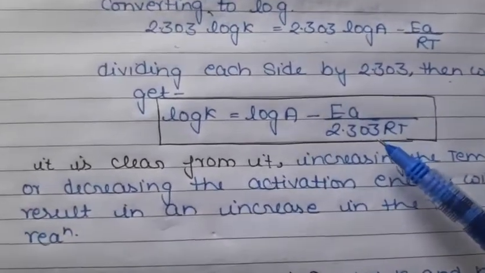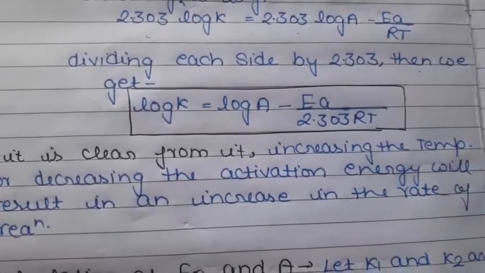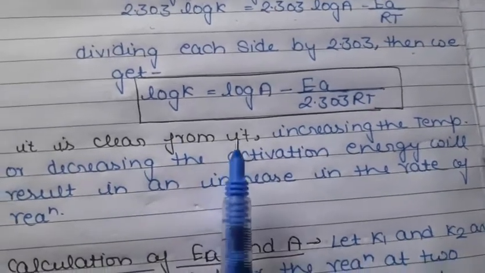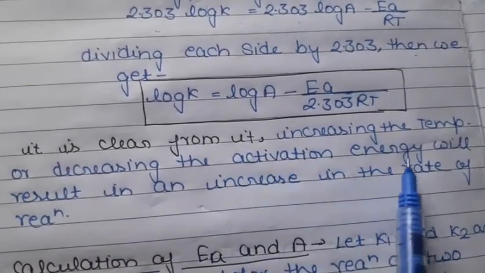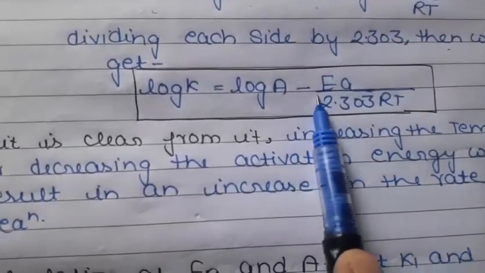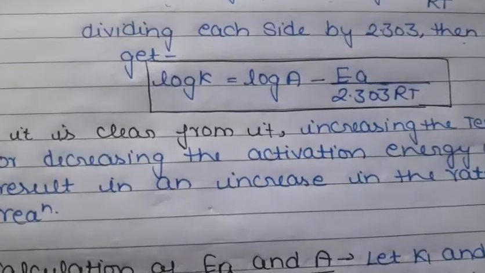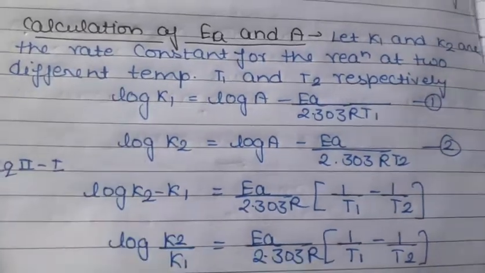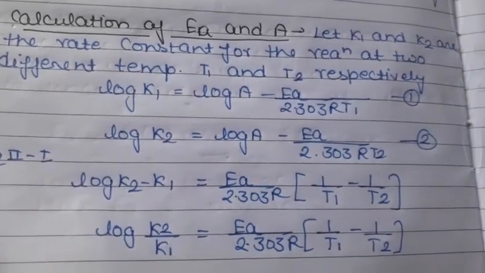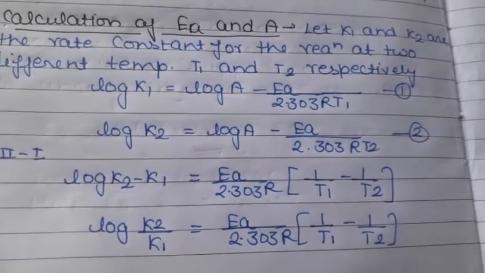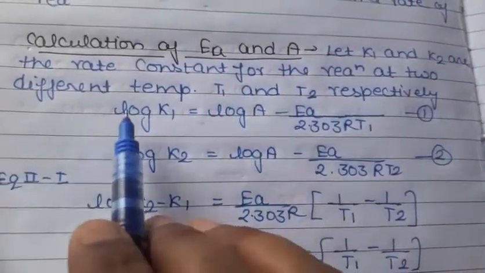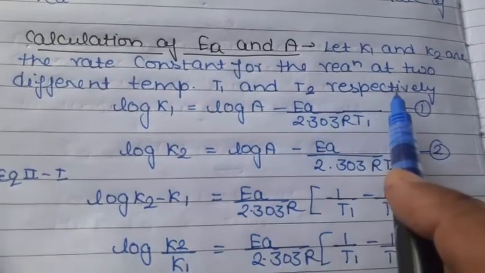Okay students, it is clear that increasing the temperature or decreasing the activation energy will result in an increase in the rate of reaction. So how do we calculate Ea and A from that equation? Ea and A can be determined by measuring the values of the rate constant at two different temperatures. Let k1 and k2 be the rate constants for the reaction at two different temperatures T1 and T2 respectively.